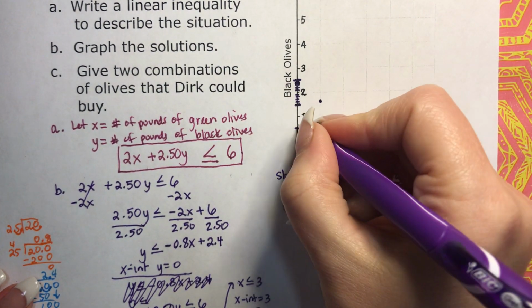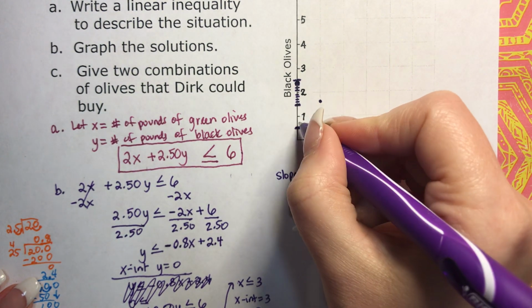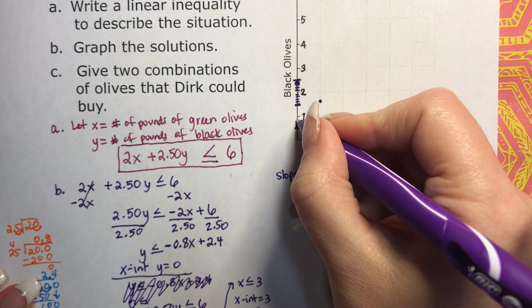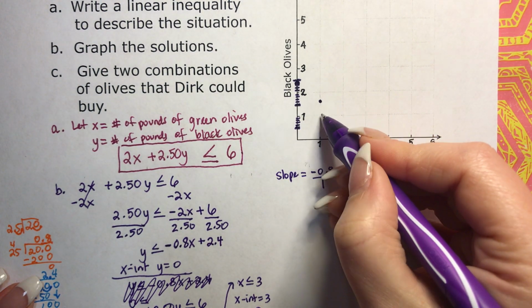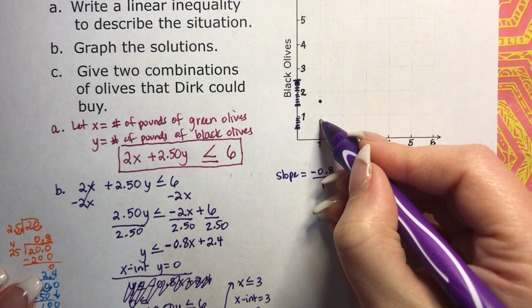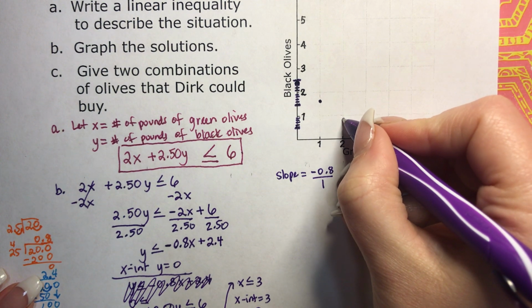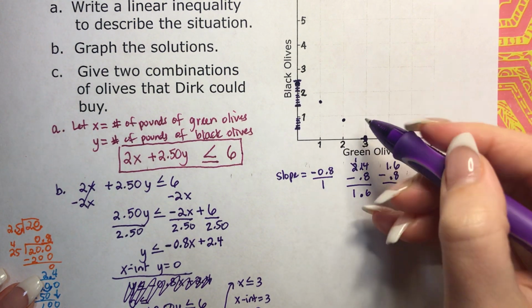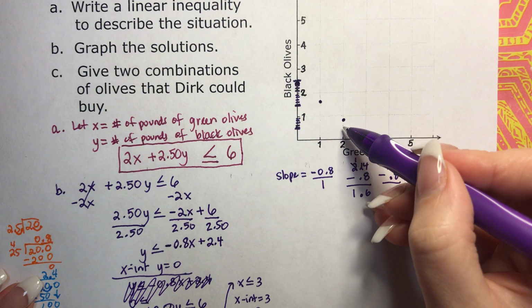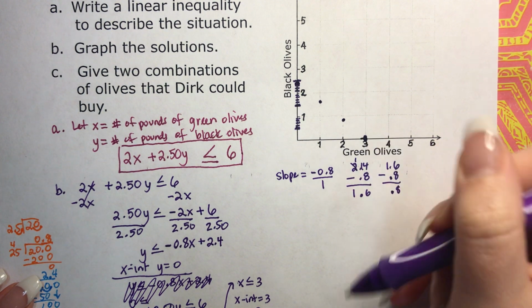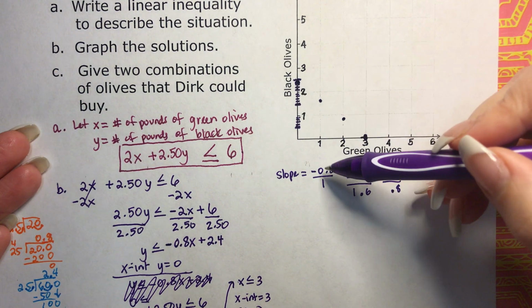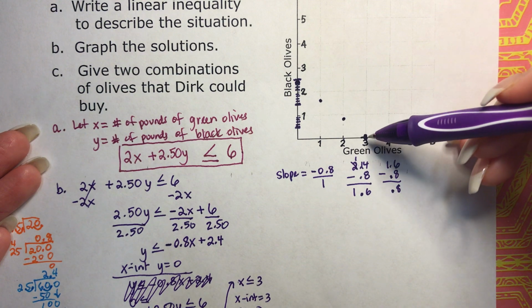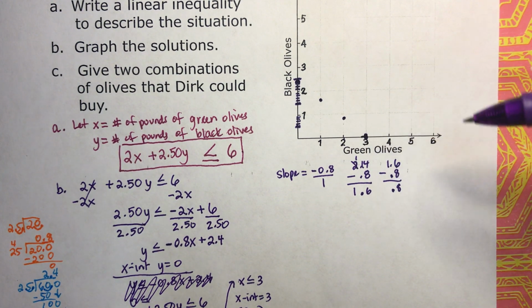So this is 5, that's half, 0.5, 6, 7, 8, 9. So that would be 0.8. So you would go down 0.8 and over 1. And then finally, you would go down 0.8 over 1, and there you are at that x-intercept of 3. So that's just two different ways to do it. But I think the easiest is probably figuring out what that x-intercept is.